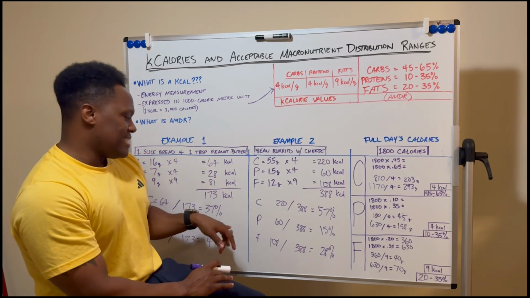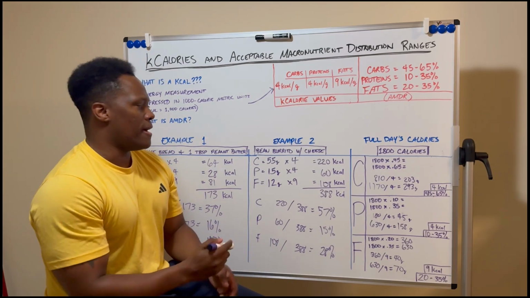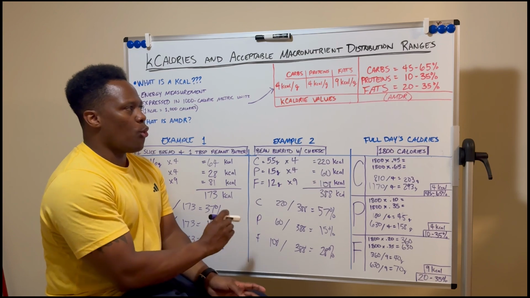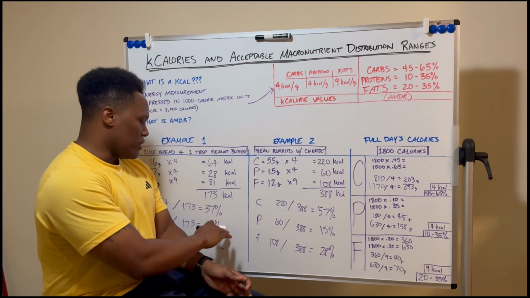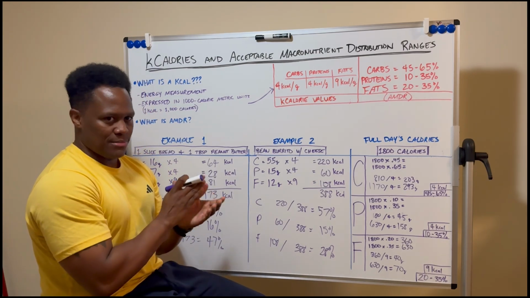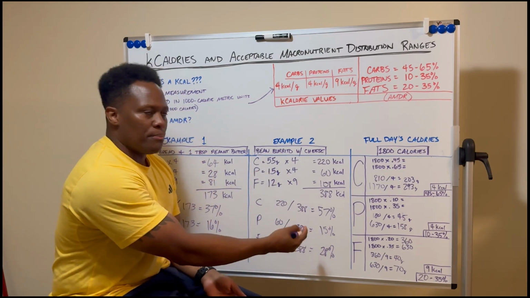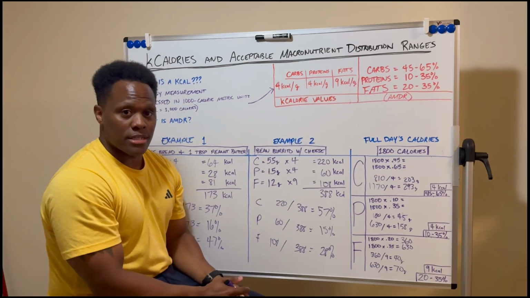I said that just as an example to show you that if you're on the low end of a certain amount, or you're looking at a percentage for AMDR that seems low, as you eat your other meals, it starts to increase.